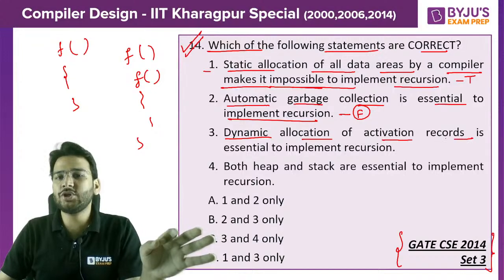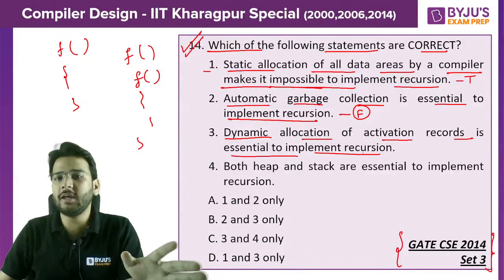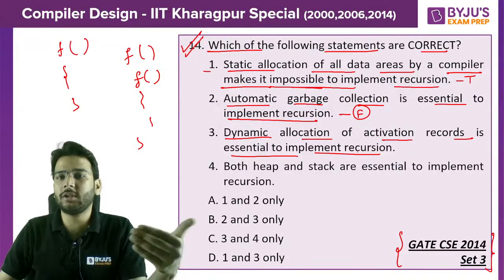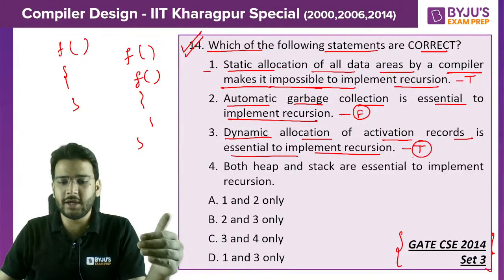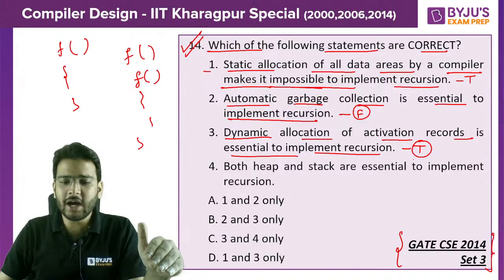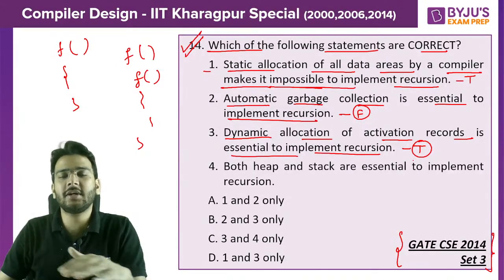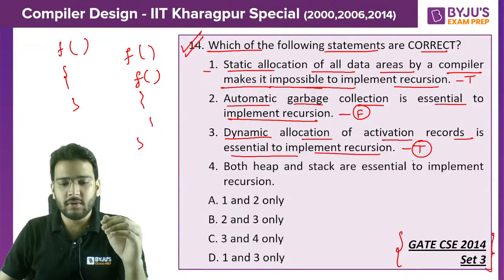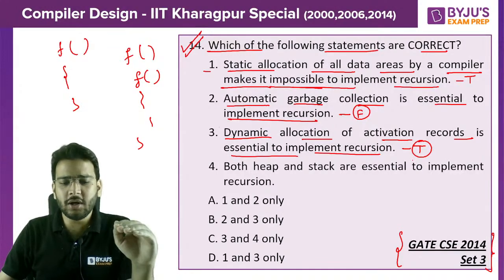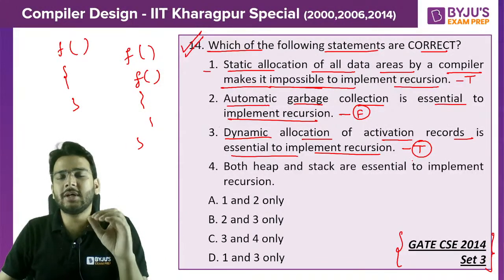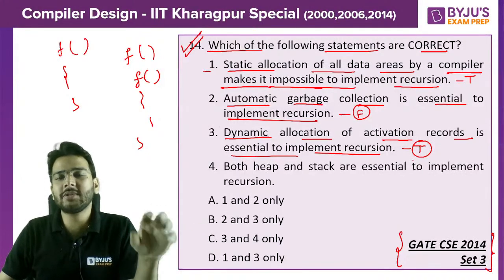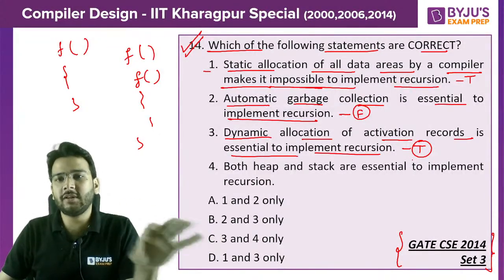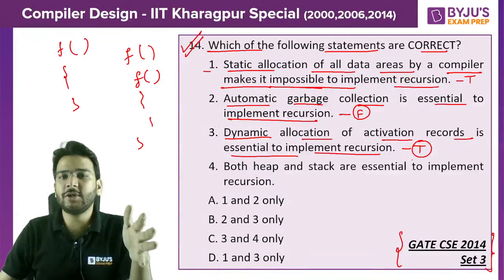Dynamic allocation of activation records is essential to implement recursion. Definitely yes, right? You have to create the activation record dynamically when you call the function, when you call the procedures. So yes, it is true. Automatic garbage collection means you are freeing the memory, and that is done by a daemon thread. If you have studied Java, there we have this. This is not important from the exam point of view. Java uses that daemon thread to collect the garbage. That means the memory which you are not using but occupied some time before is going to be freed. Clear? That is the feature of automatic garbage collection.